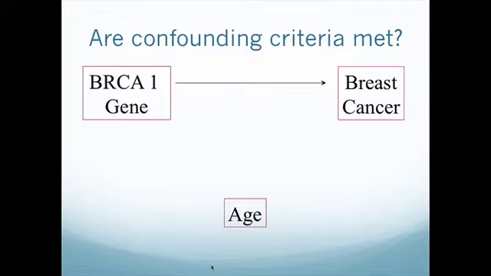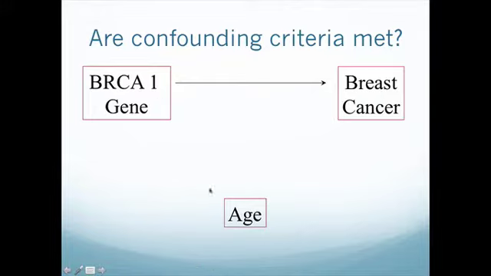So here's another example. And the question here is, does the BRCA1 gene lead to breast cancer? You may be conducting a study to evaluate this question, and you start to think, do I need to take into account women's age? Could it be that any association I observe between this gene and breast cancer is actually due to some differences in age in my study sample?